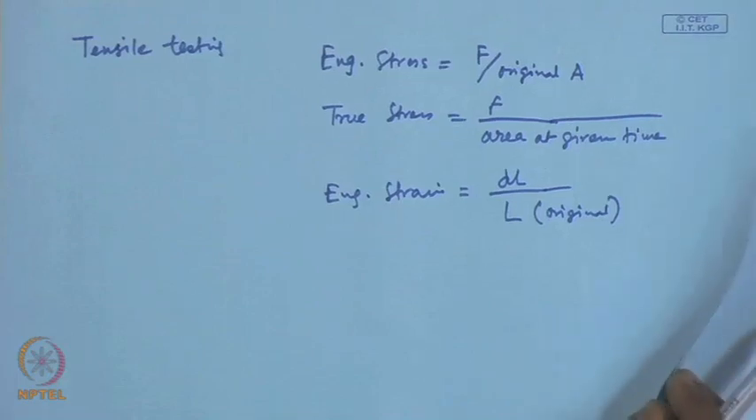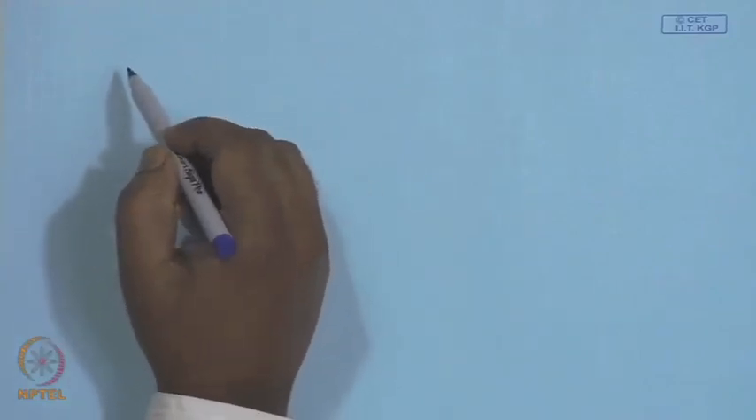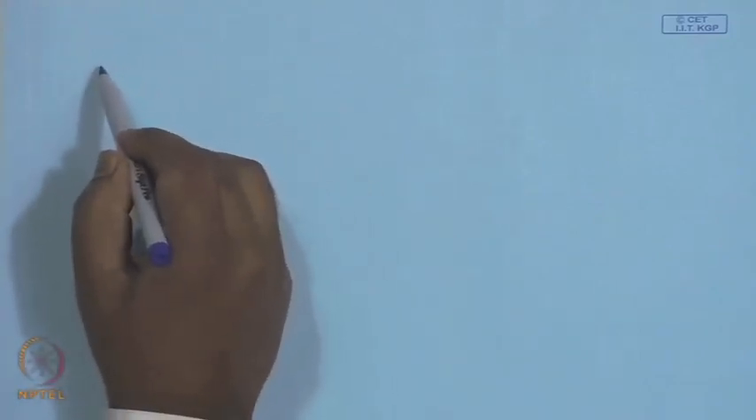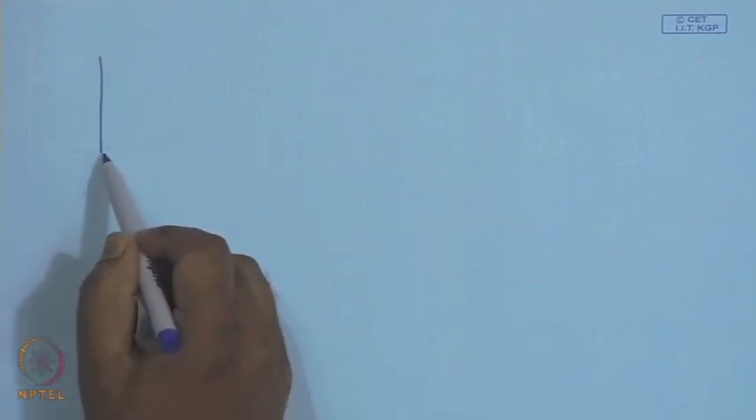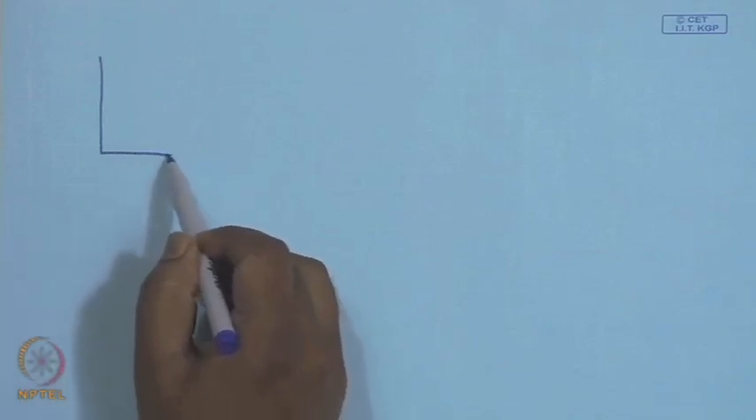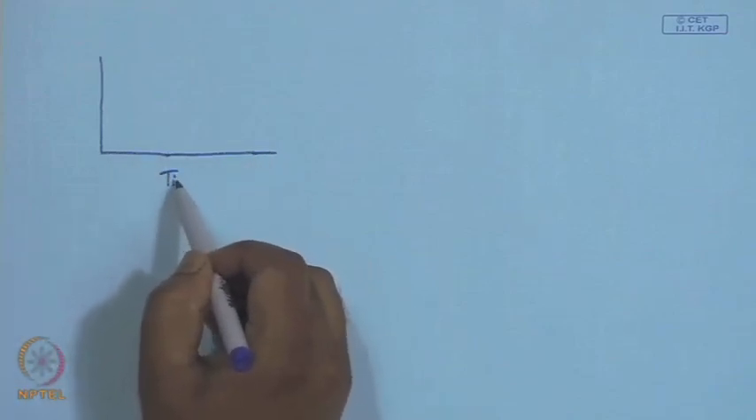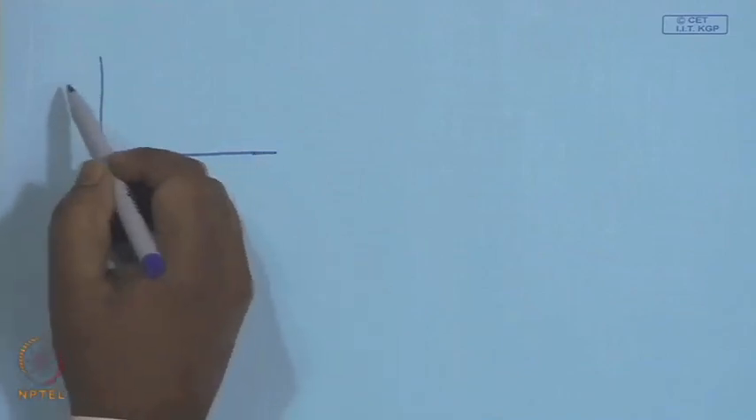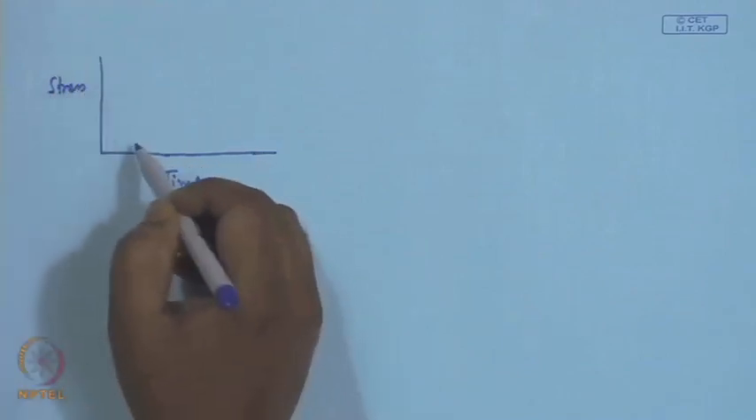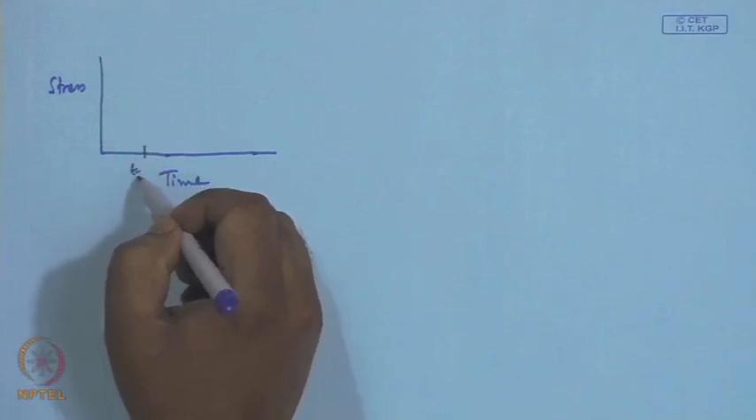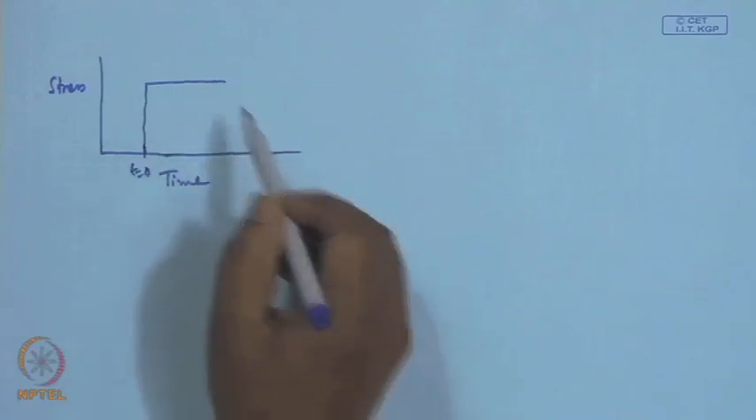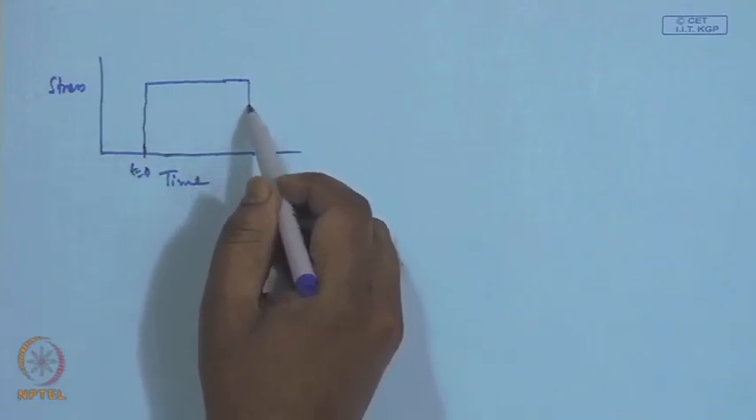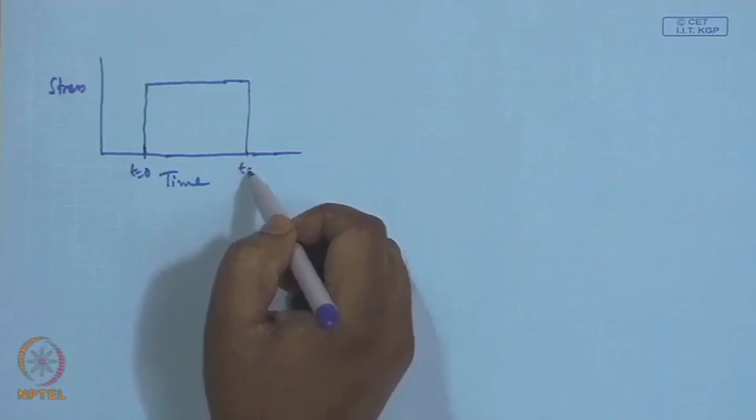Now, let us see the stress-strain behavior of a viscoelastic material. Now, let us see, I apply this stress or load. Now, I apply it at some time T 0 and keep it at a constant level for some time and then release it again, make it 0 at some time t.